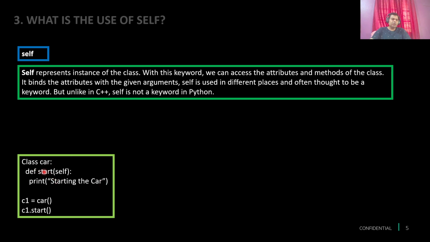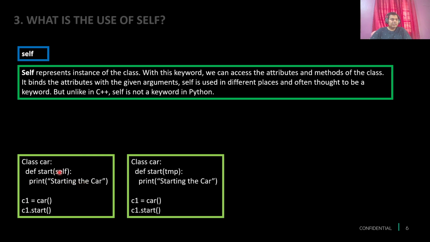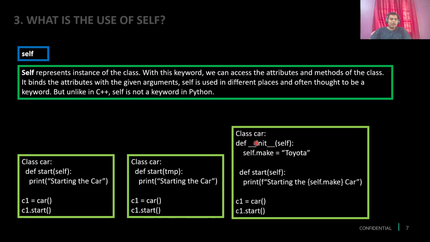In this particular example, we are defining a class car which has a method start which has self, and then we are doing something inside the method. But remember, this is not a keyword. It is just a variable name which is representing the instance of this particular class. So it could be anything. In this example, it is temp. This represents the instance of a class and can be used to access methods, attributes, and members. And that's what we are doing. With the help of self, we are accessing a member of this particular class.